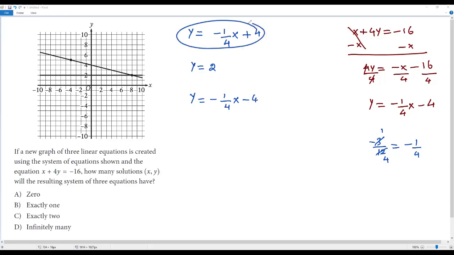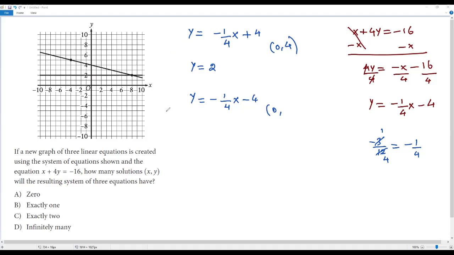When it comes to the first equation and the third equation, they have the same slope and different y-intercepts. Here the y-intercept is (0, 4). Here the y-intercept is (0, -4). So whenever two lines have the same slope and different y-intercepts, then the two lines are parallel. That means they will never intersect.